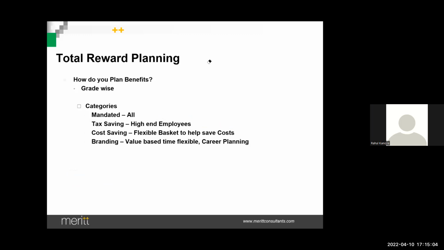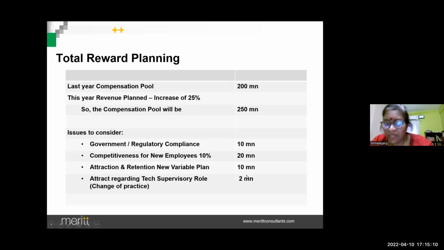Now, what we are going to talk about is the total reward planning. Say, for example, you are the HR head and your CEO asks you, hey, what is your wage cost budget for the next year? How will you go about it? What is the first thing you will do? How would you try to calculate your budget? Just a quick response. All of you are HR heads. So your CEO is asking you, what is your wage cost budget for next year? How will you plan, and how will you tell him what it is? Any idea?